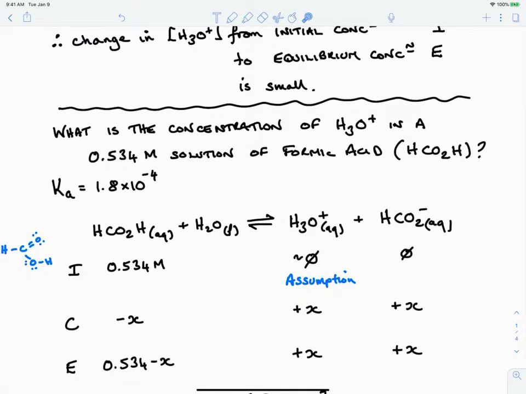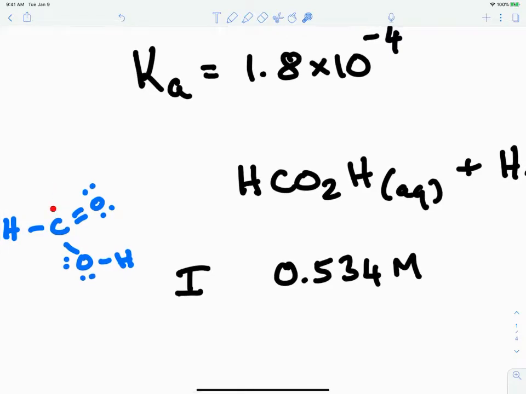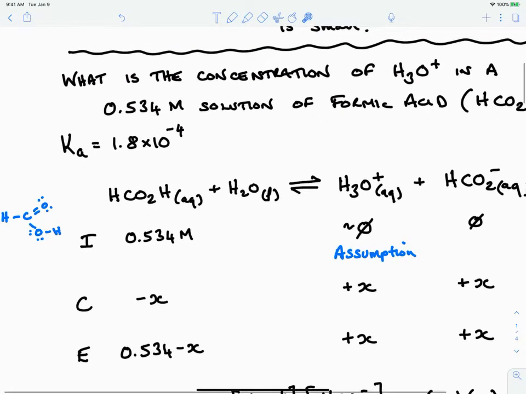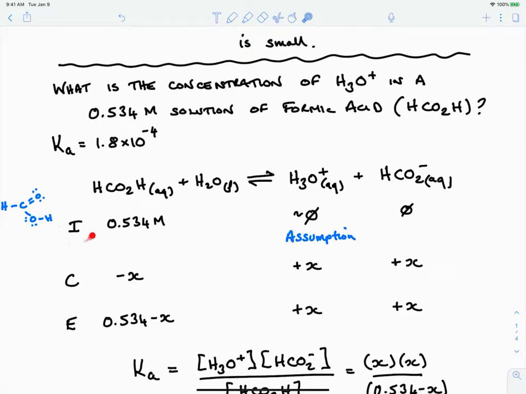And so formic acid, this is formic acid here, just has one carbon, would be methanoic acid. This hydrogen here, which is attached to this oxygen, is the acidic hydrogen that would make the proton that we would take off, as it is a donor of H plus ions. So here in the initial instance, this is the concentration of formic acid that's added to the vessel, 0.534 molar, and the concentration of hydronium ion at the initial time is 0, or approximately 0.